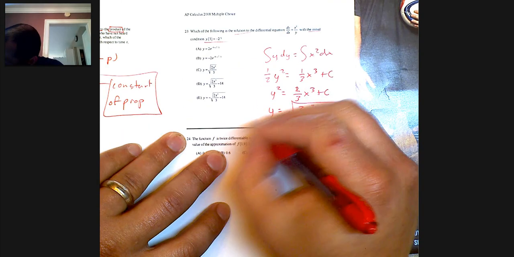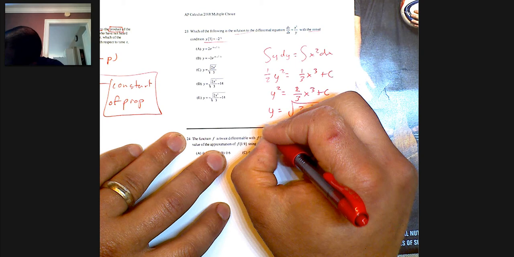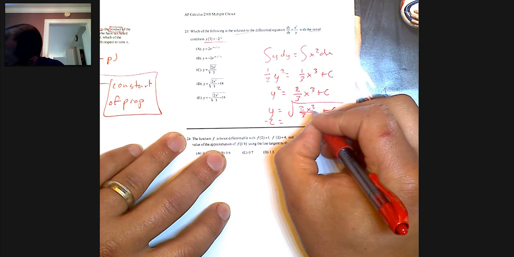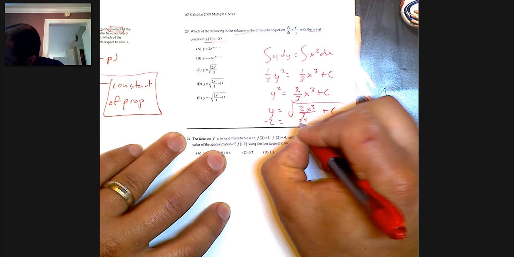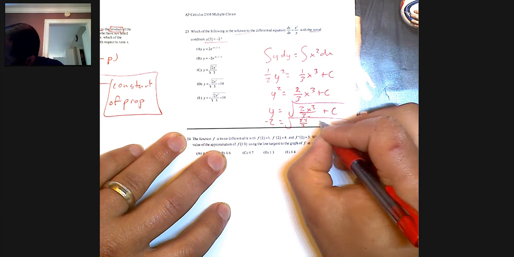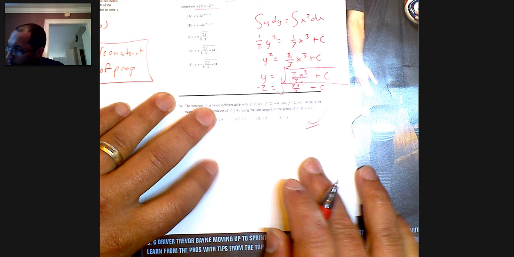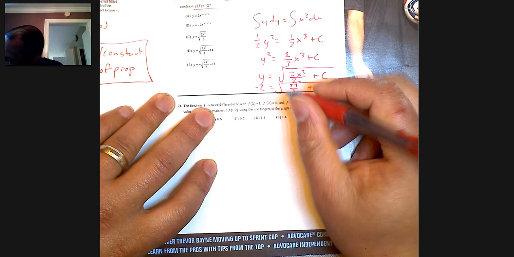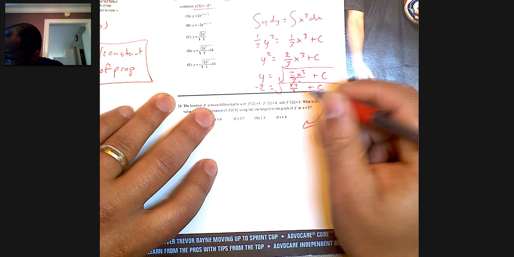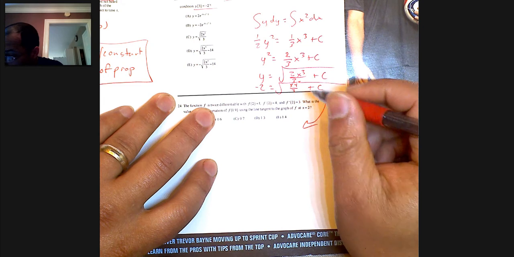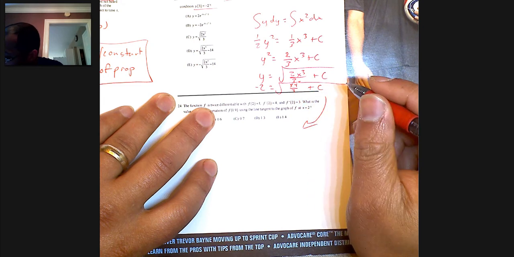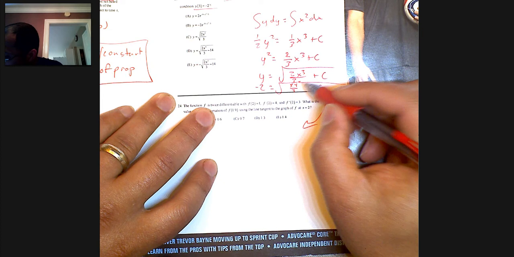Okay, so then initial condition, -2, 3. 3 cubed, 27 times 2 is 54. They always give you something easy to manipulate like this. 54 divided by 3 is... my brain's not working. Okay. Meltdown. Warning. 18.